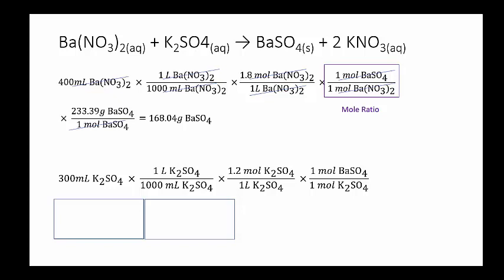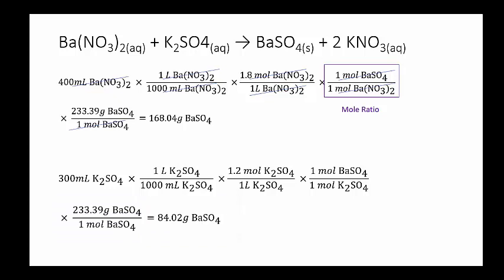So I have made my magic move here into barium sulfate. Now the problem is exactly like it is on top. I need to multiply by the molar mass of barium sulfate, and I get a final answer here of 84.02 grams. So which is the limiting reactant? How much barium sulfate can I make in this reaction? If you said 84.02, you'd be correct, right?